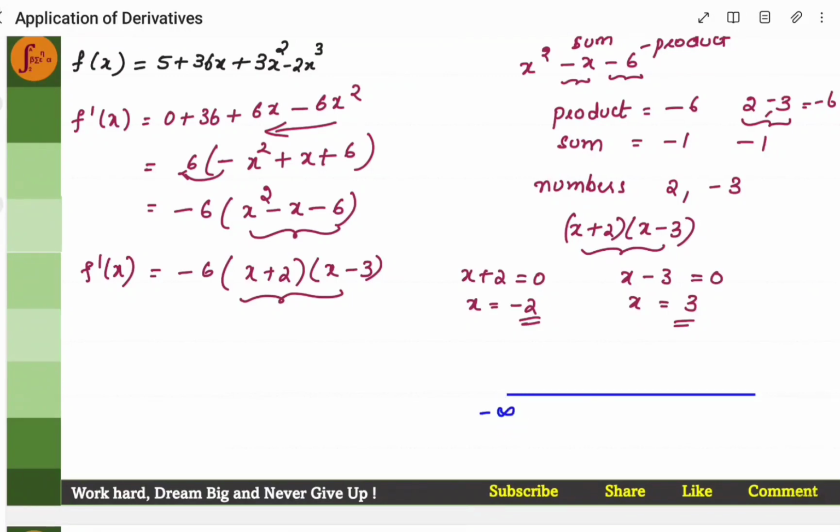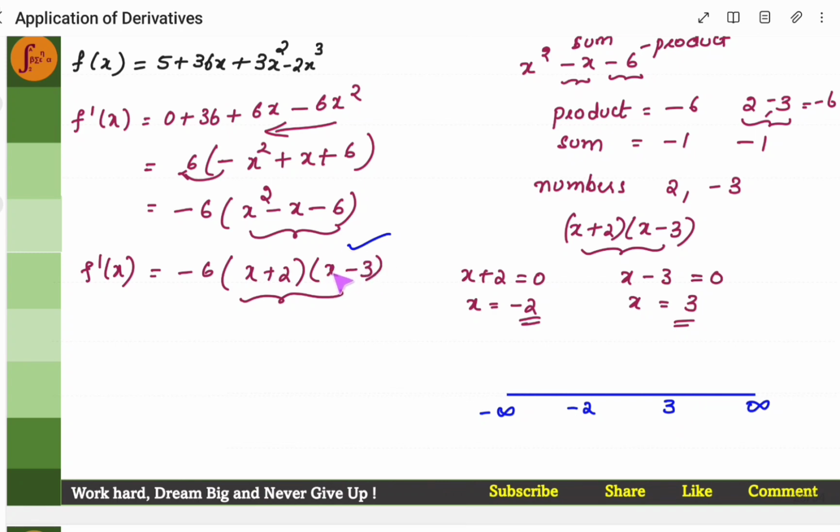First I'll write minus infinity and plus infinity. What are the points? Minus 2. What is the second point? 3. Now what should be the sign? From which function I've got 3? I've got it from x minus 3, right? Because the number here is 3. And I've got 3 from this particular function.